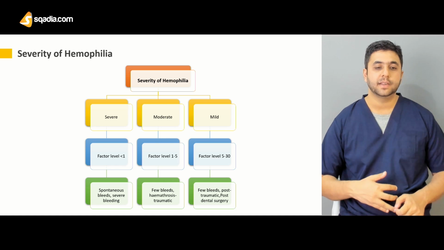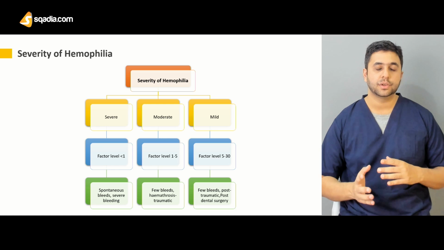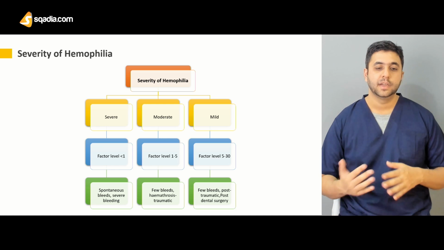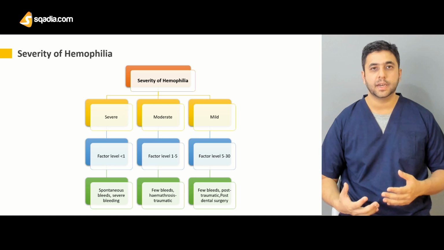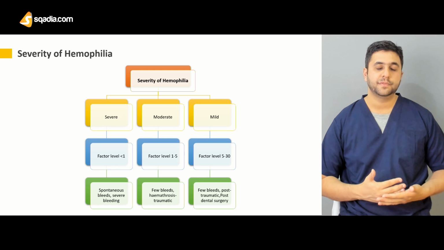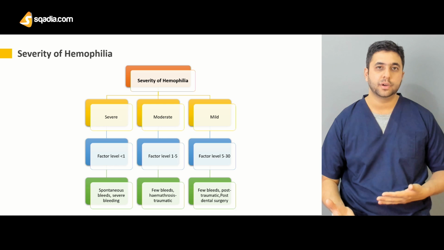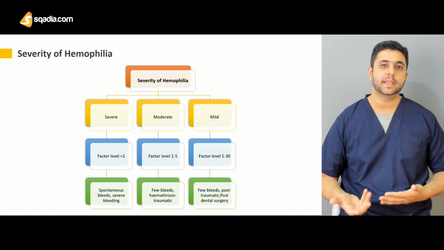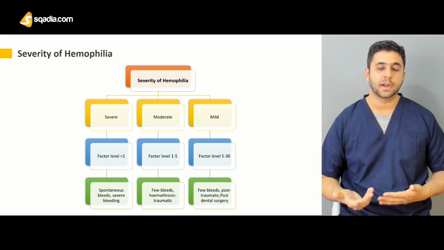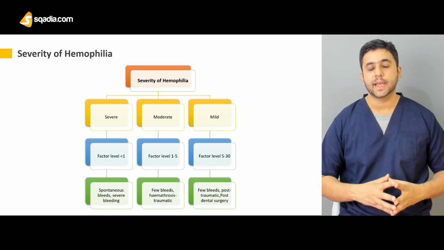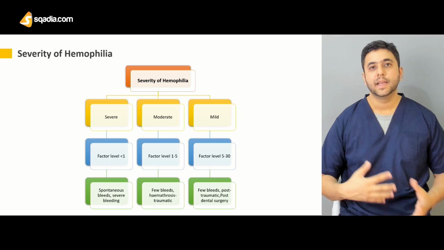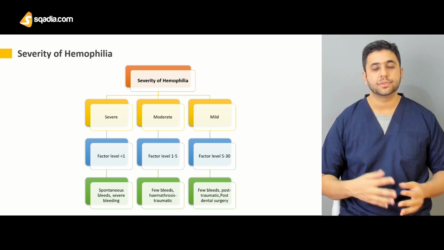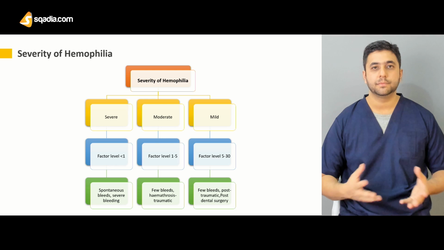So based on the factor level, we stratify the hemophilia severity. For the mild disease, there is around 30% of the factor level. If we have less than 5% and greater than 1% of the factor level, then that is classified as a moderate disease. And if there is less than 1% active factor around to carry out its functions, then that is classified as a severe hemophilia, and that leads to spontaneous bleeding and various types of bleeding episodes right from infancy or childhood.